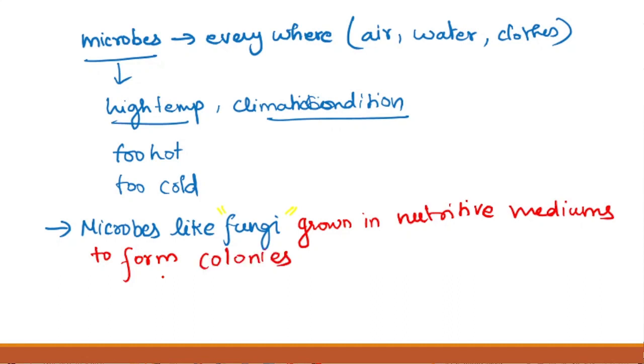When we make the fungi grow in a nutritive medium, they form colonies. This formation of colonies can be seen by us through naked eyes. So we are able to see the growth of the fungi, which helps us study a lot about the growth of fungi. Now the use we are going to discuss first is microbes in household products, how they are useful.